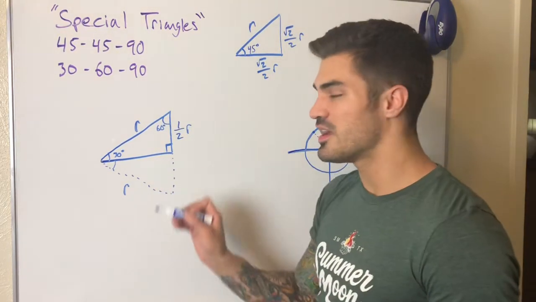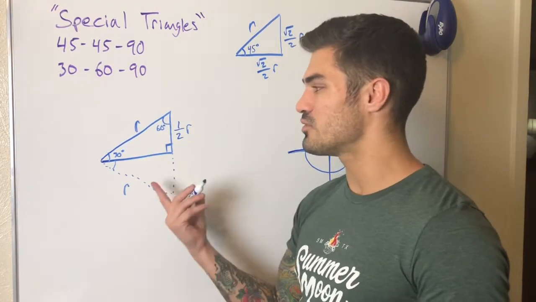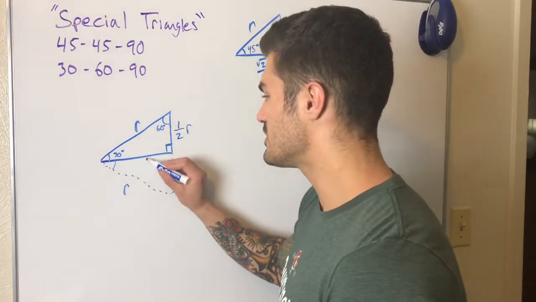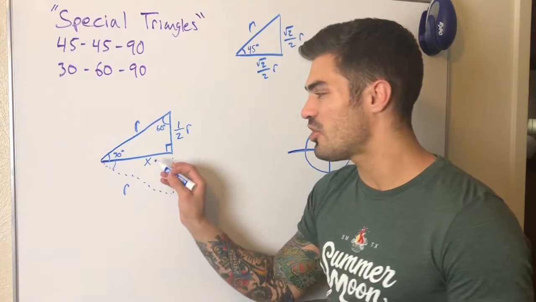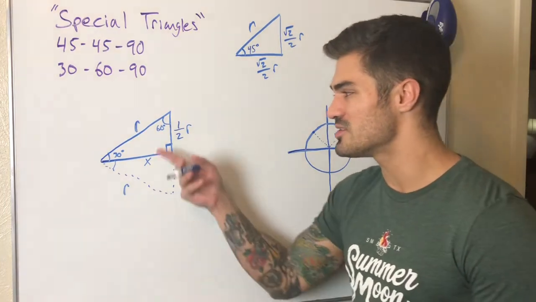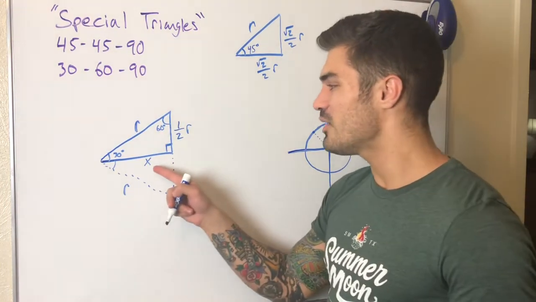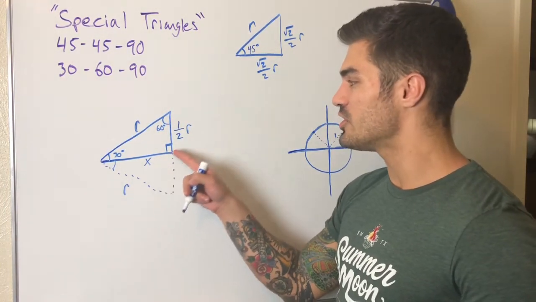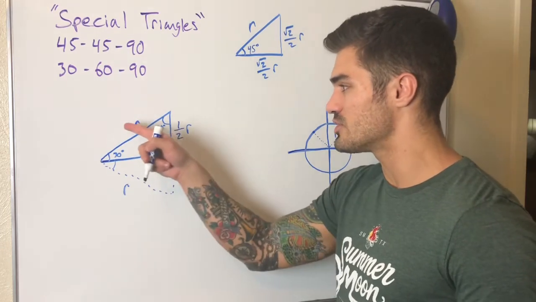How can I find this side? Pythagorean theorem. I have two sides of a right triangle. I can find the third side using the Pythagorean theorem. So I'm going to call this x for now until we know what it is in terms of r. And now I can write what? x squared plus (1/2 r) squared equals r squared.